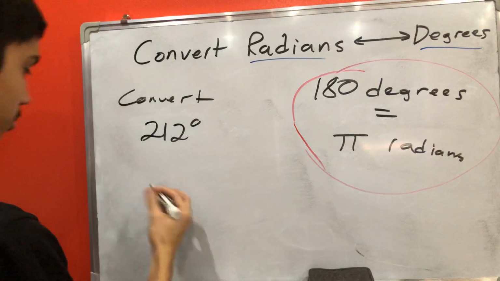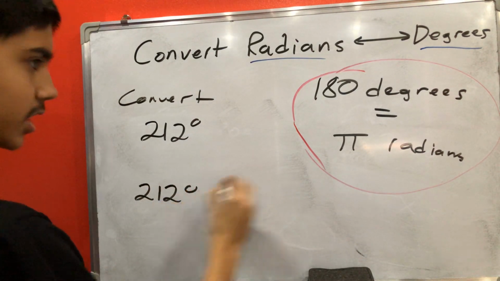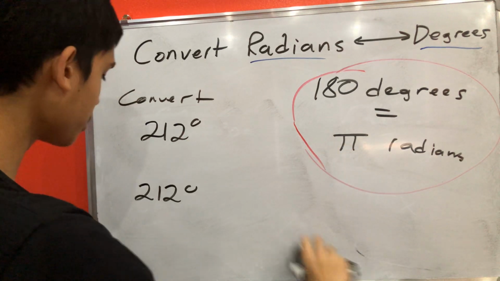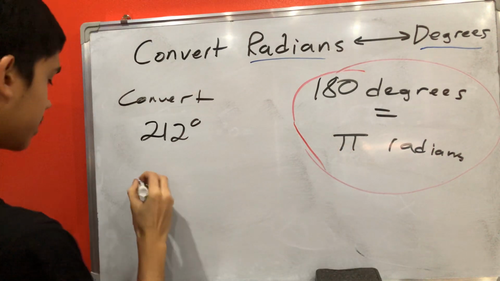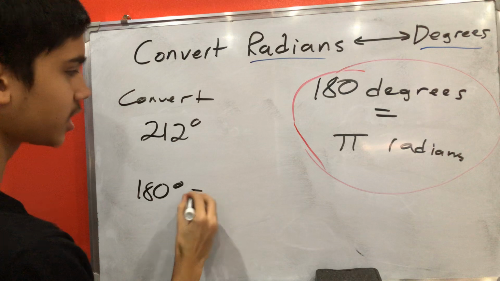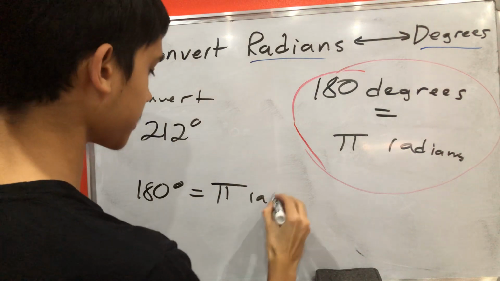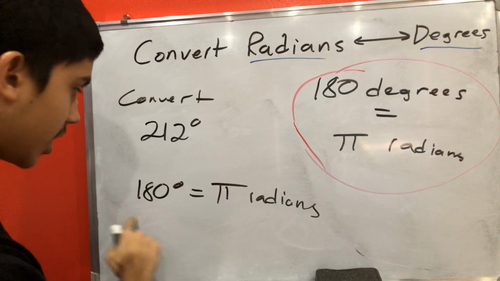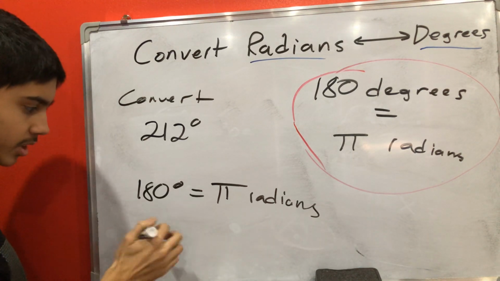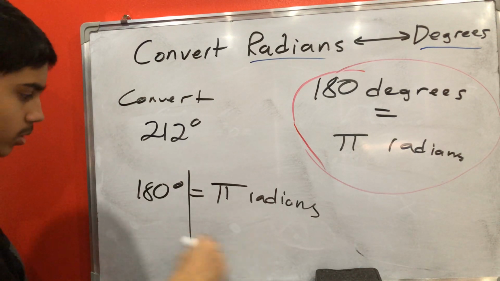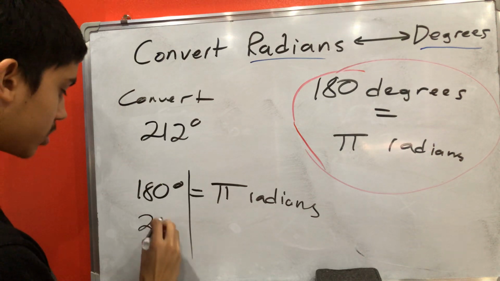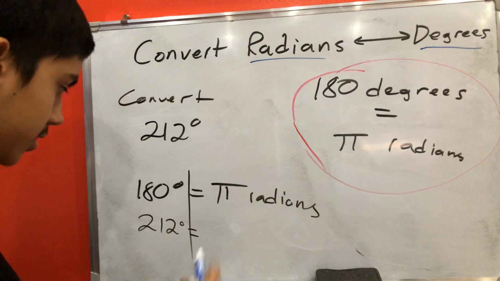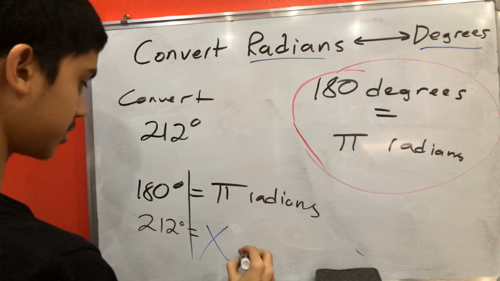We just write down what we have, 212 degrees, and we write what we know. First we write down the conversion factor. That's easier that way. So 180 degrees equals pi radians. Now, based on what they gave us, 212 degrees, we're not going to put it here, we're going to put it here because it aligns with our degrees. So we have 212 degrees, and we don't know how many radians this is, so we say x radians.